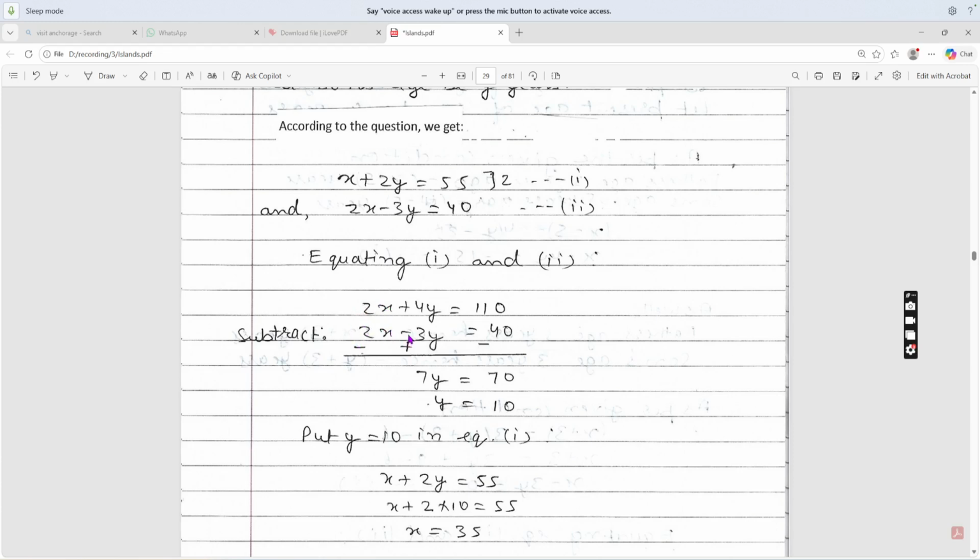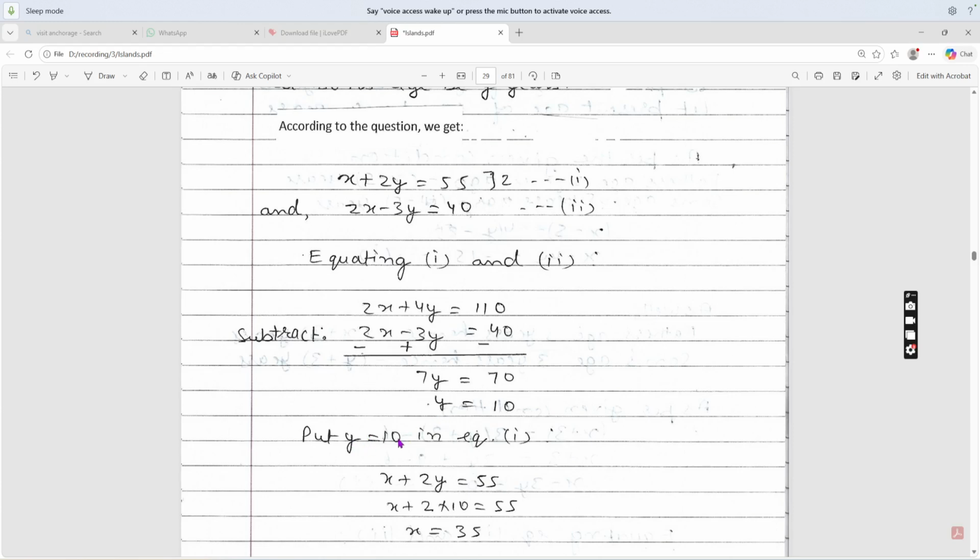So plus becomes minus, minus becomes plus, plus becomes minus. Now plus and minus is 0, because when we do it like this we have to ignore the signs of the second equation. So plus 2 minus 2 is 0, plus 4y plus 3y is equal to plus 7y, and plus 110 minus 40 will give us 70. So y is equal to 70 upon 7, that is 10 only.